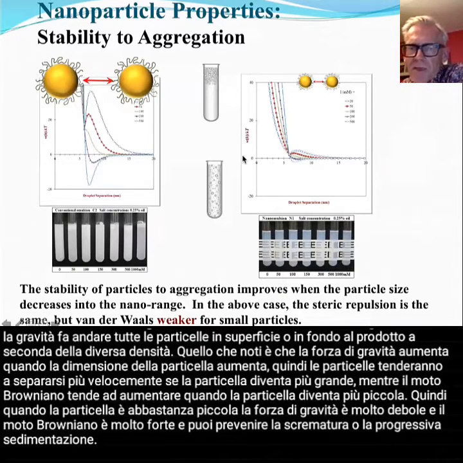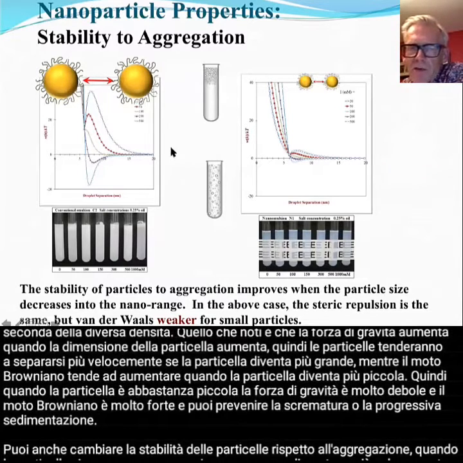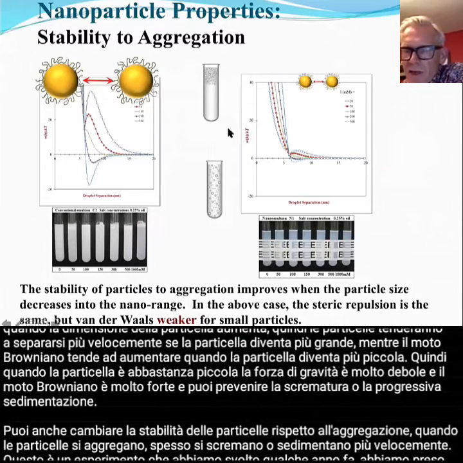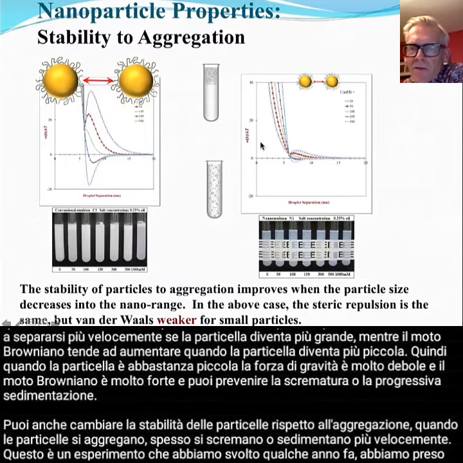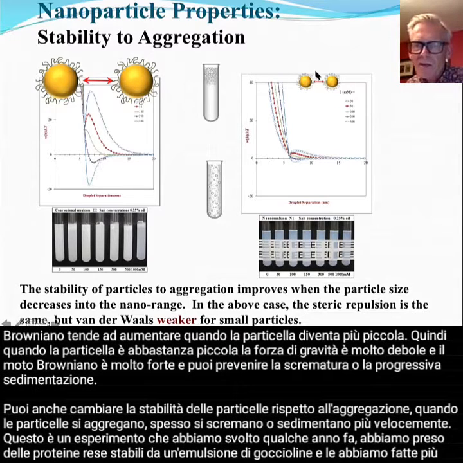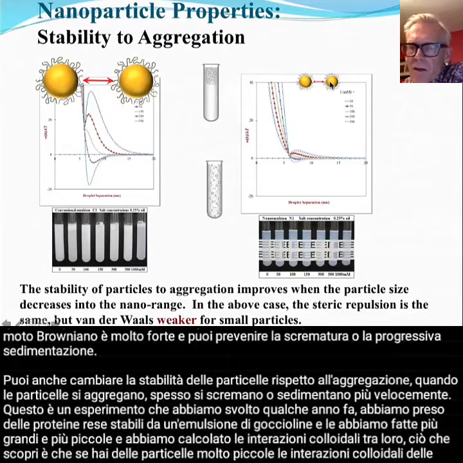So this was an experiment we did a few years ago where we made protein-stabilized emulsion droplets, and we made them either large or small, and we calculated the colloidal interactions between them. And what you find is if you have very small particles, the colloidal interactions, so the attractive forces between the particles, are very, very small.